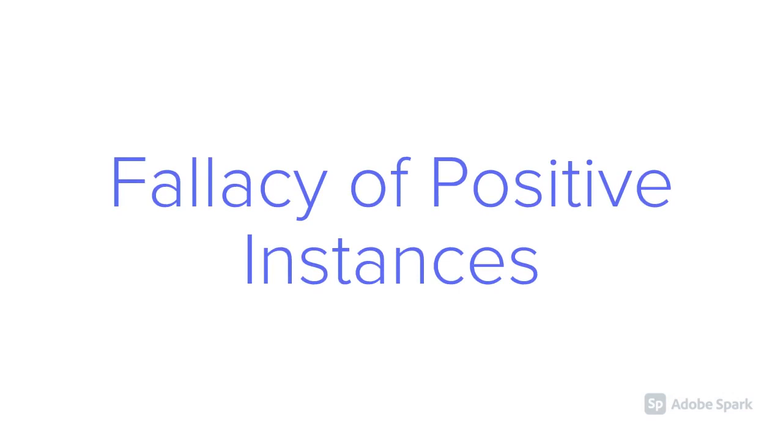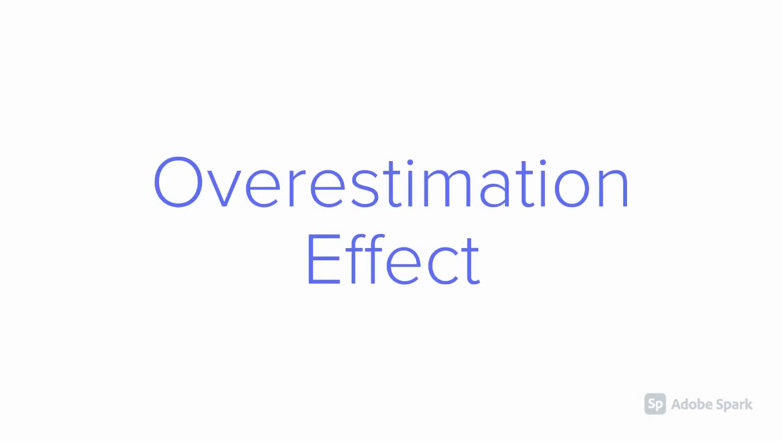The fallacy of positive instances is the tendency to remember uncommon events that seem to confirm our beliefs and to forget events that disconfirm our beliefs. The tendency to overestimate the rarity of events is referred to as the overestimation effect.